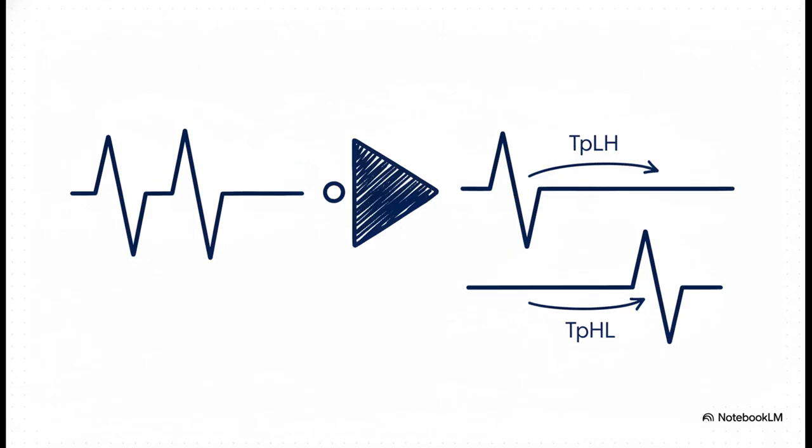And here's something that trips people up sometimes, so it's really important to get this. A gate can have two different propagation delays. The time it takes for the output to go from low to high, which we call TPLH, isn't always the same as the time it takes to go from high to low, or TPHL. It all comes down to the underlying physics of the transistors. One switch can just be faster than the other.